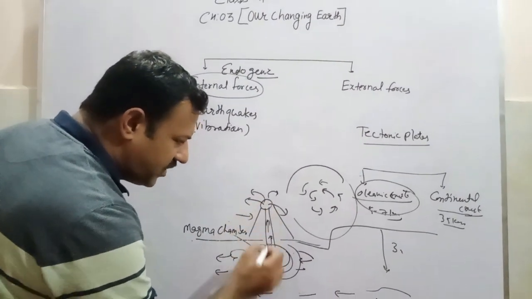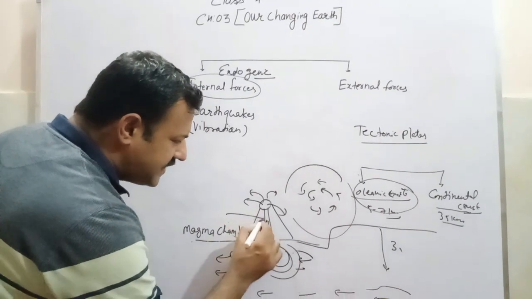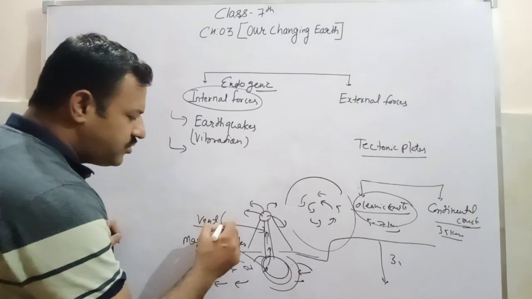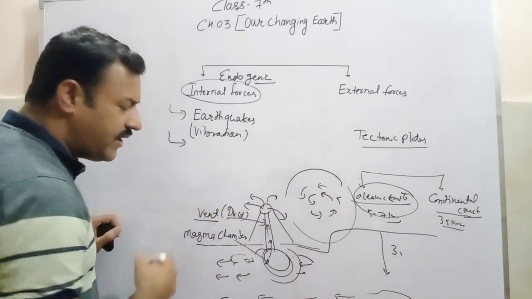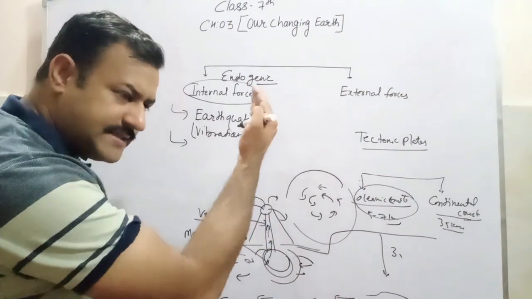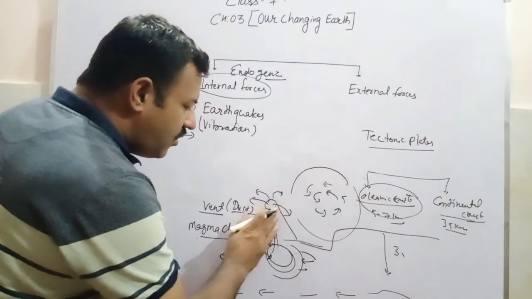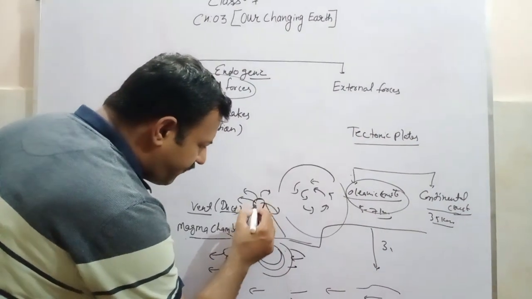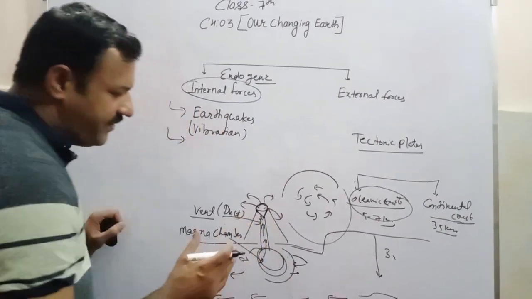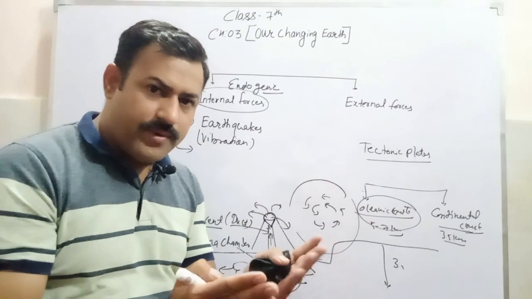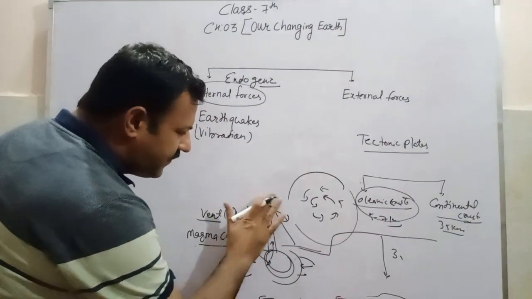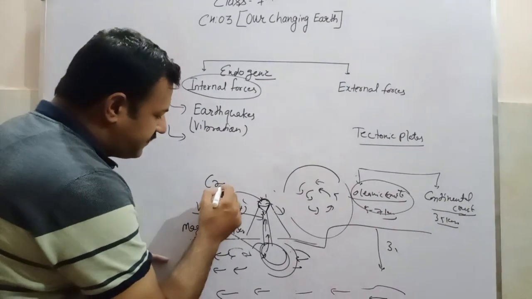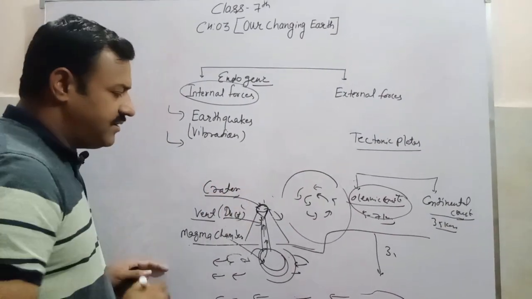And this route, this tube-like structure from where the magma is coming out, is called the vent, or sometimes it is also called the duct. So this is the duct through which magma is coming out. And now on the top of this volcanic mountain, a funnel shaped structure is formed. And this funnel shaped structure is called the crater.